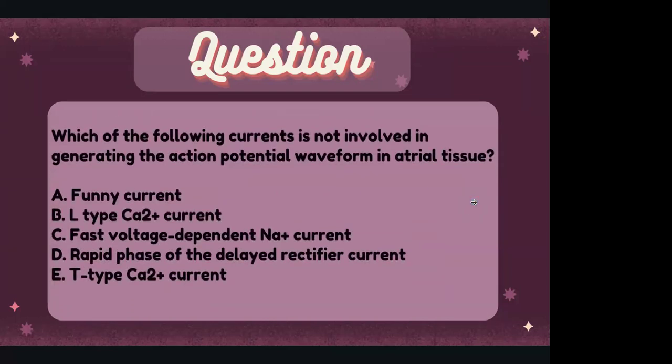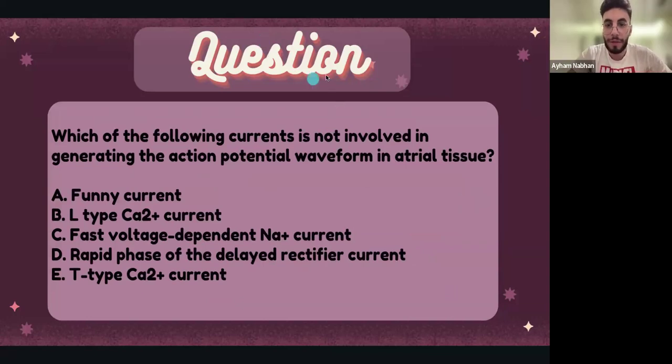Thank you. Other question. I'm going to choose from the chat. Muhammad, can you open your mic? If you can't, you can just answer on the chat. So which of the following currents is not involved in generating the action potential waveform in the atrial tissue? He thinks it's C. What do you think, guys? A?